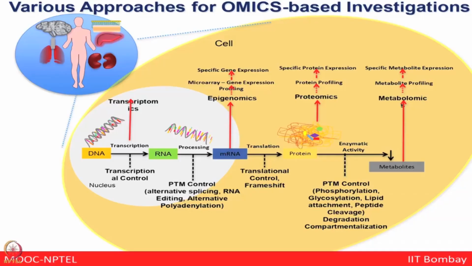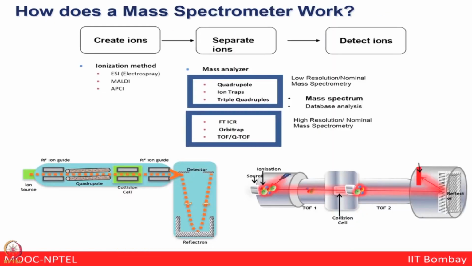So, this slide gives you a very broad overview of various approaches which one could take to understand a given system using omics based technologies. We are not specifically talking about proteomics right now, but this gives you the nutshell of various omic technologies which could be used for a given system for better understanding. Let us now move on to the mass spectrometers and mass spectrometry based proteomics, how a given mass spectrometer works.